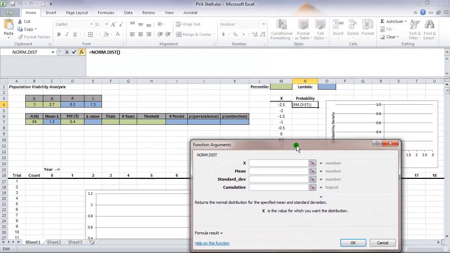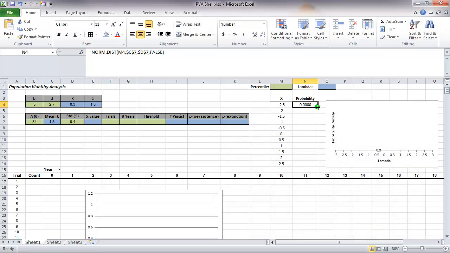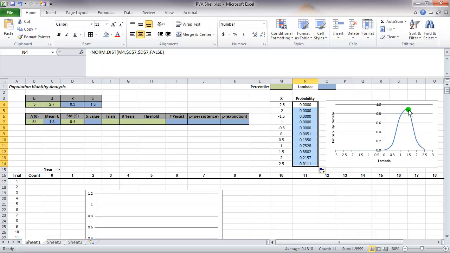And this function has 4 arguments. The first one is x. We're going to let x be referenced in cell M4. So that's just saying, what is the probability of getting a negative 2.5, for a normal distribution that has a mean that's referenced in cell C7, and we'll anchor this reference, and the distribution has a standard deviation of D7. We want the exact probability, so we're going to enter the word FALSE for the last argument, and then we press OK. Now we can copy this through.